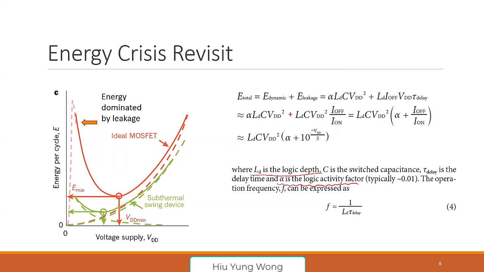Right, and then they come up with an equation. But after all, the main point is this: you see that the total energy is proportional to V square. This is due to the dynamic power. But at the same time, if you keep reducing the VDD, you actually increase the power consumption due to the leakage. This part is the leakage.